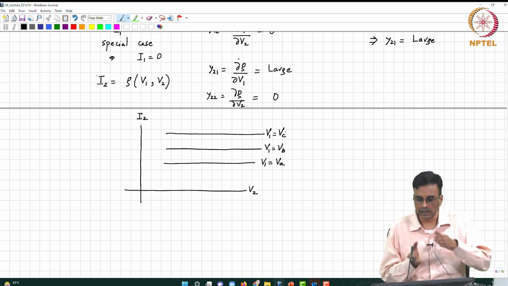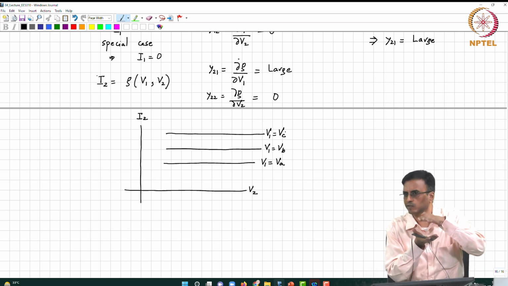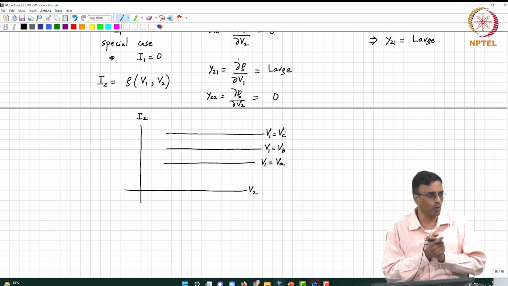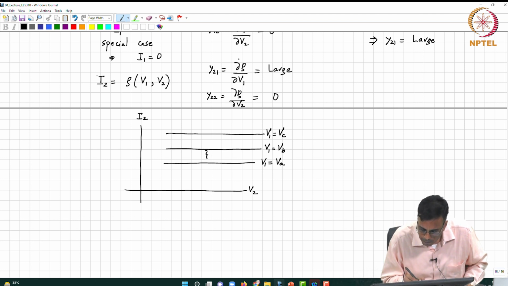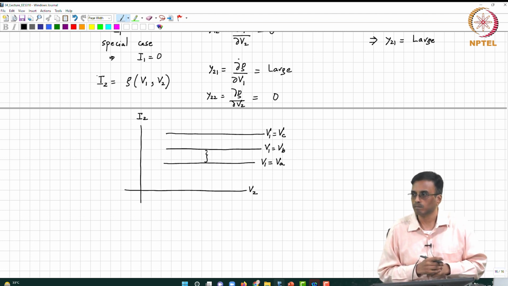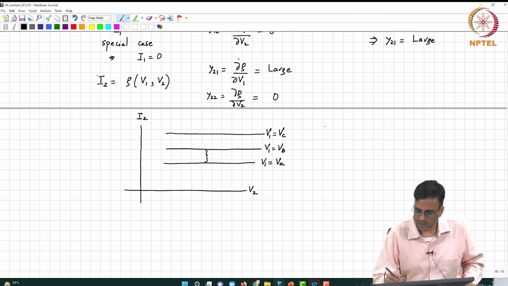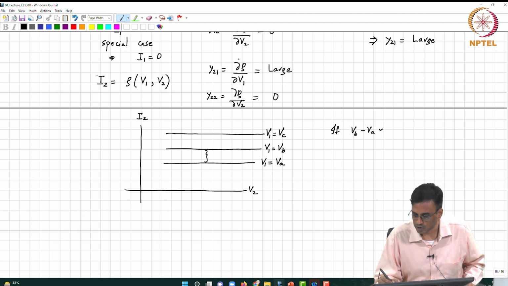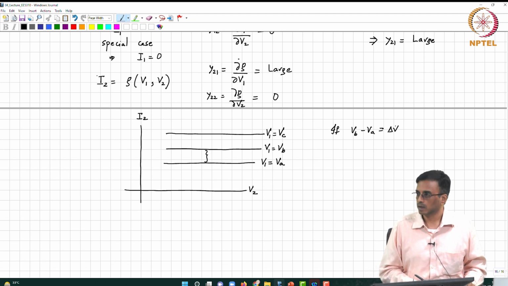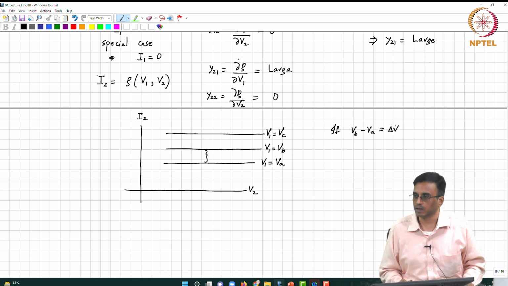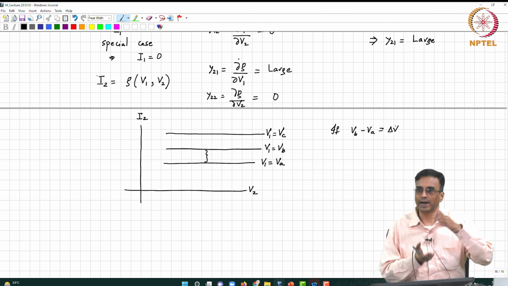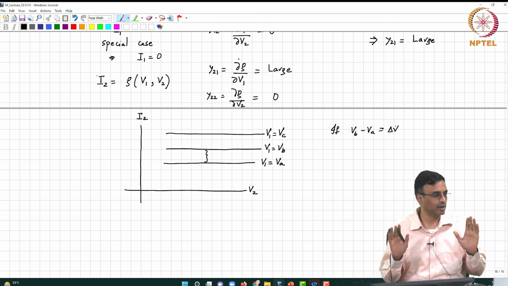Okay. Now, if the difference between Va and Vb was very small, where again we will come back later and qualify what the meaning of small is, then what comment can you make about the spacing between these lines? So, in other words, if Vb minus Va was a small signal, correct, what does the distance between these two parallel lines quantify? Y21 times delta V. Is that clear?